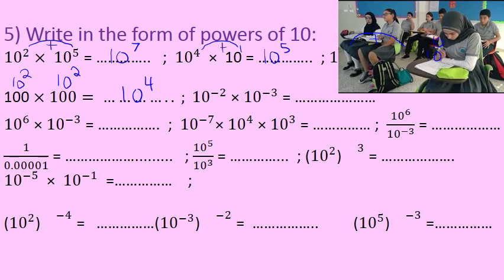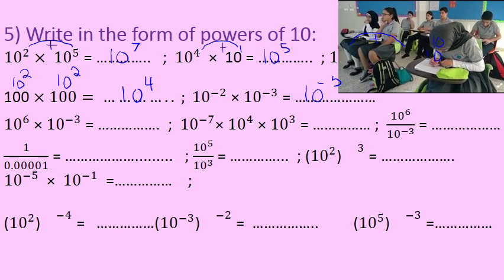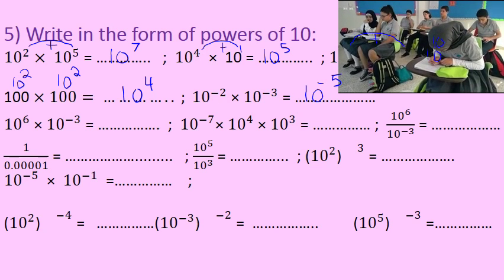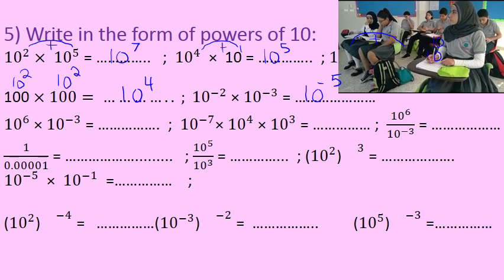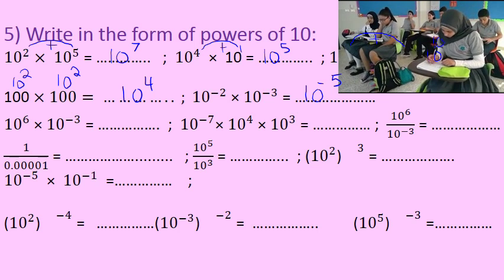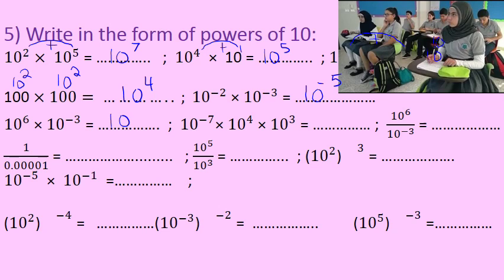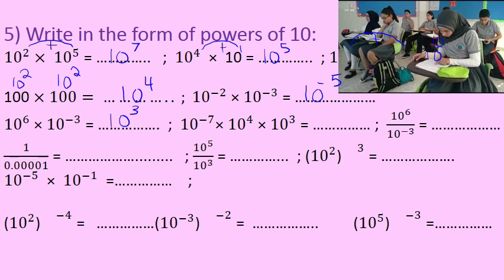Now, Badia, 10 to the power minus 2 times 10 to the power minus 3. The answer is 10 to the power negative 5. Yes, 10 to the power negative 5. 10 to the power 6 times 10 to the power minus 3, Hassan. The answer is 10 to the power 3, because 6 minus 3 is 3.